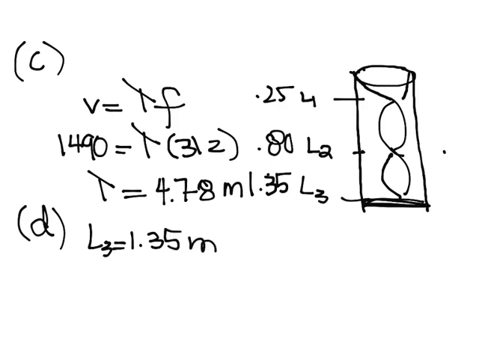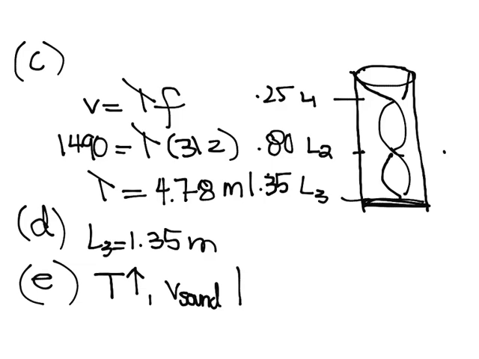Okay, so we should get L3 is equal to 1.35 meters. Alright, and then part E says, the student performing this experiment determines that the temperature of the room is actually slightly higher than 20 degrees C. Okay, so if your room is slightly higher than 20 degrees C, it turns out that as temperature increases, the speed of sound increases as well. So it asks us, is the calculation of the frequency too high, too low, or still correct?